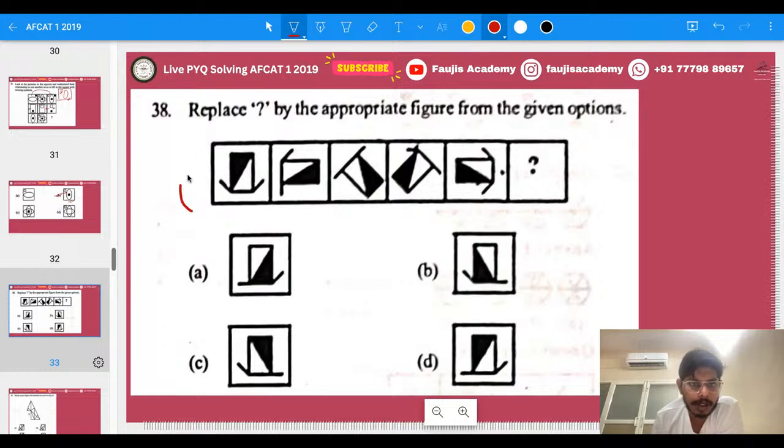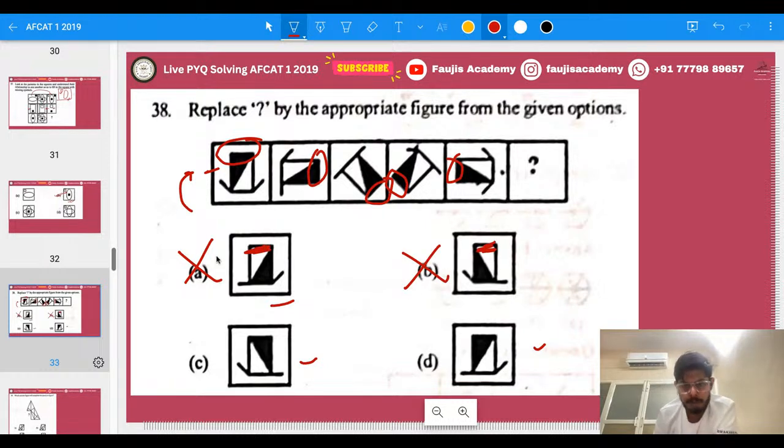Is it moving anti-clockwise like 90-degree, then 45-degree, then again 90-degree, then 45-degree? Okay, then again 90-degree, so it will face down. All of it are facing down. Okay, did you observe that the base is always filled? Base is always filled, isn't it? Where and all base is not filled? In A and B, bases are not filled. This is empty over here. This is empty.